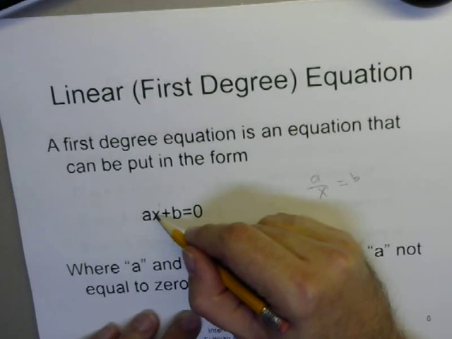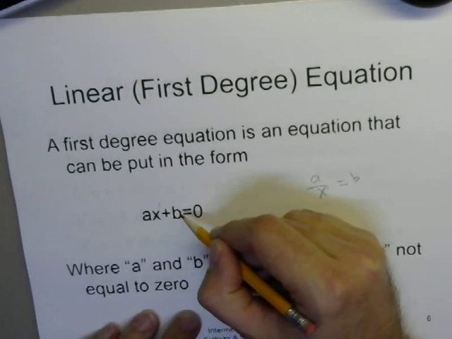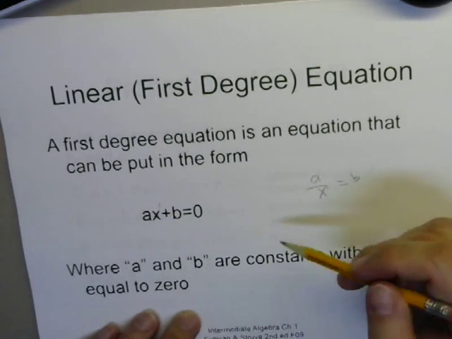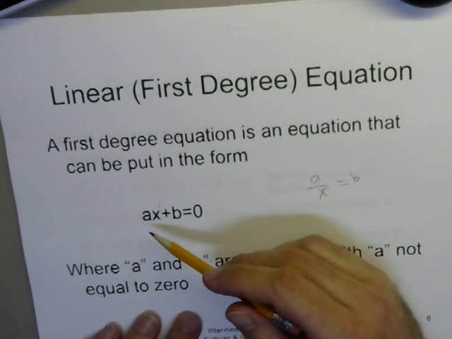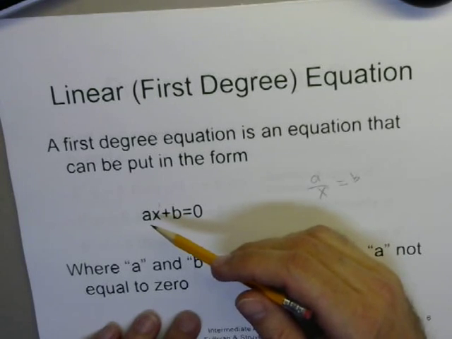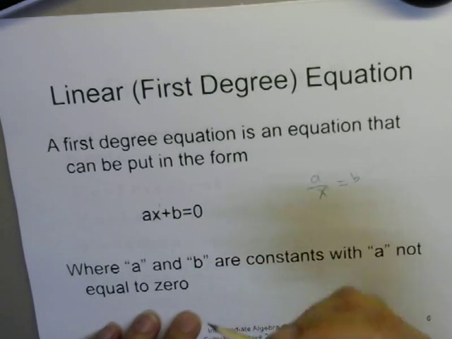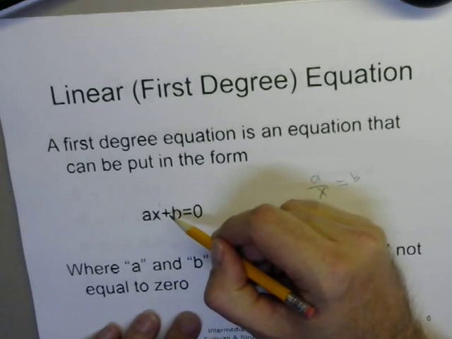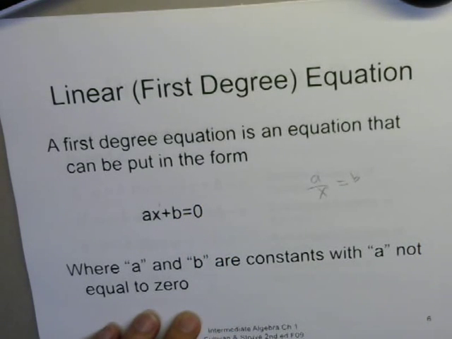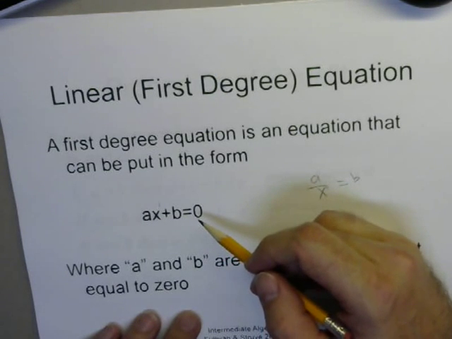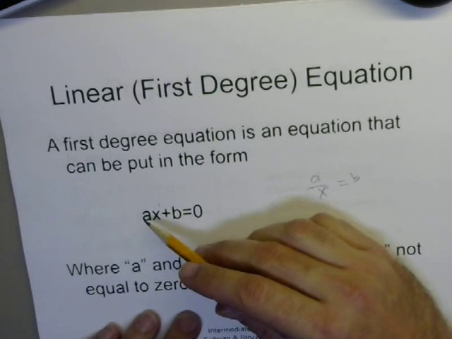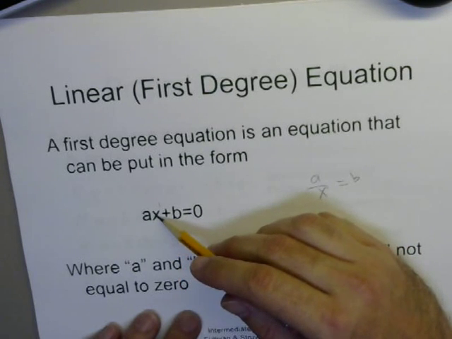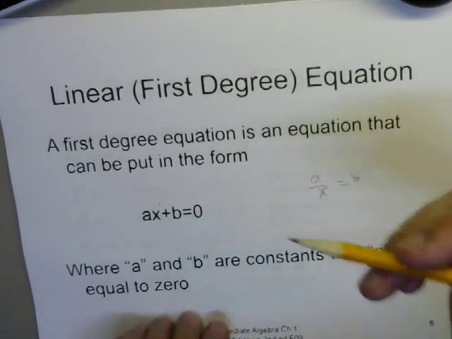So you'll basically have a number times x plus a number is equal to 0, and a can't be 0 in this case. If a is 0, then it's not a linear equation. So an example of a linear equation would be something like 3x plus 5 is equal to 0, or something that you can simplify and put in that form. You might have equations that are more complicated to begin with, but if you simplify the equation, it should simplify down into the form of a number times a variable x plus another number is equal to 0.